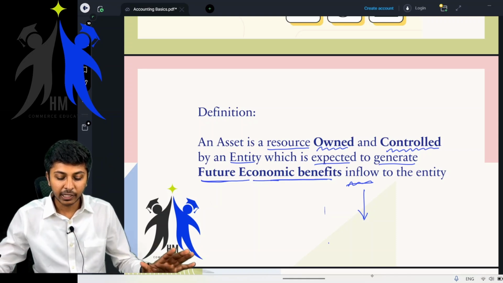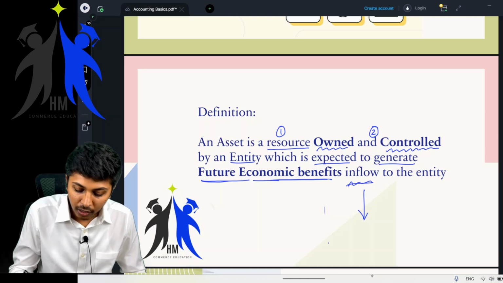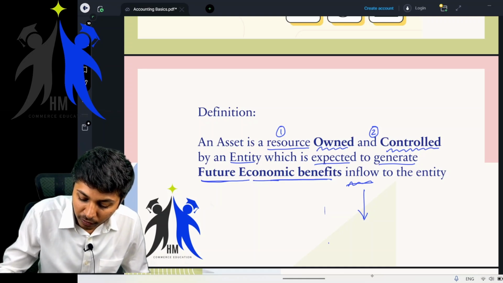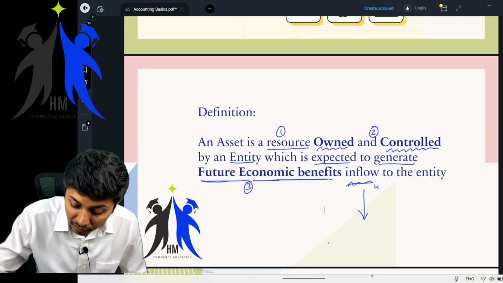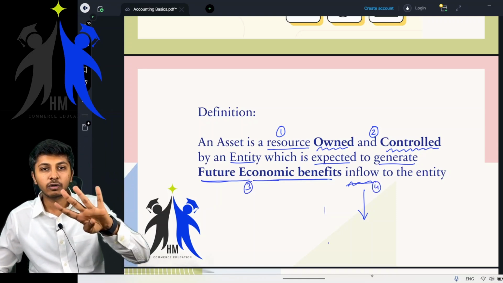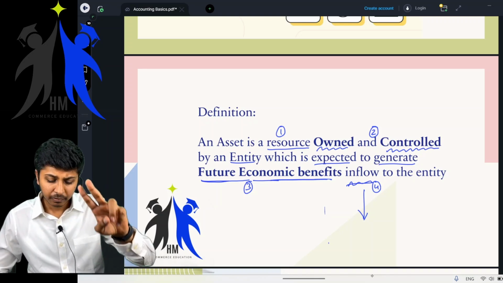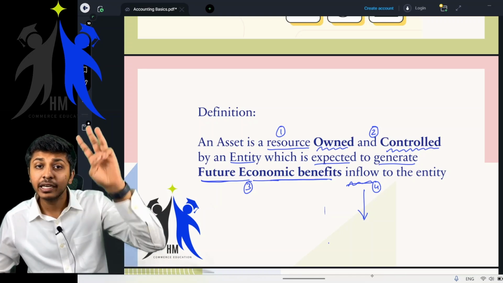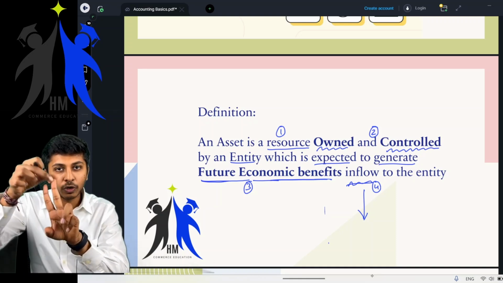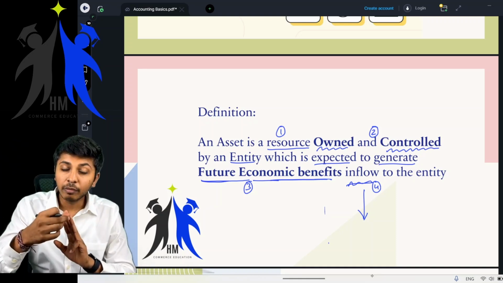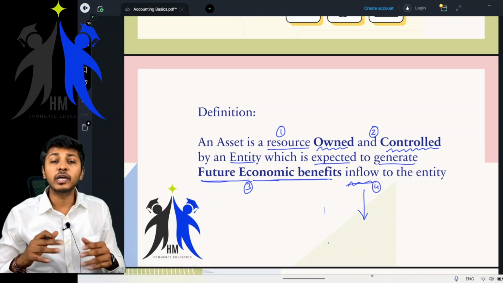Okay, we separate it into parts. Asset is a resource, first part. Owned and controlled by the entity is the second part. Which is expected to generate future economic benefits, that is the third part. And inflow is the fourth part. One, two, three, four. An asset is a resource owned and controlled by the entity. What will it do? Future economic benefits. Inflow. Simple. An asset is a resource owned and controlled by the entity. Future economic benefits inflow into the entity. Clear?